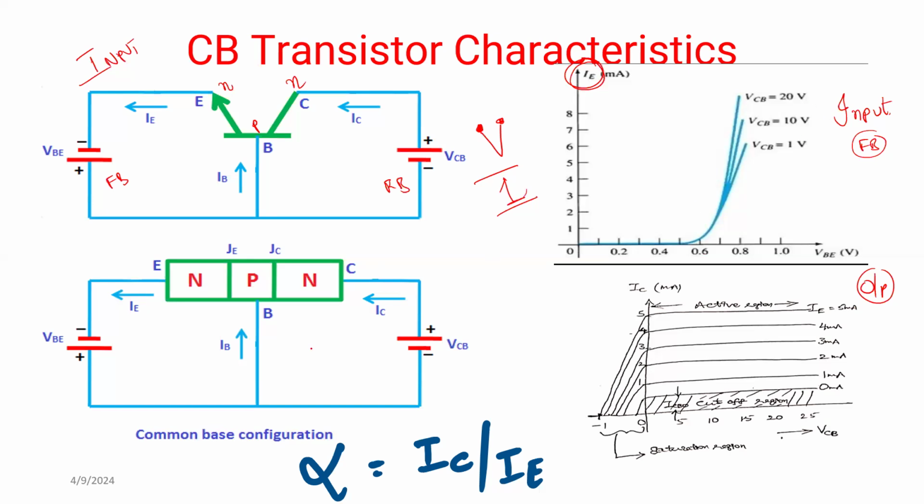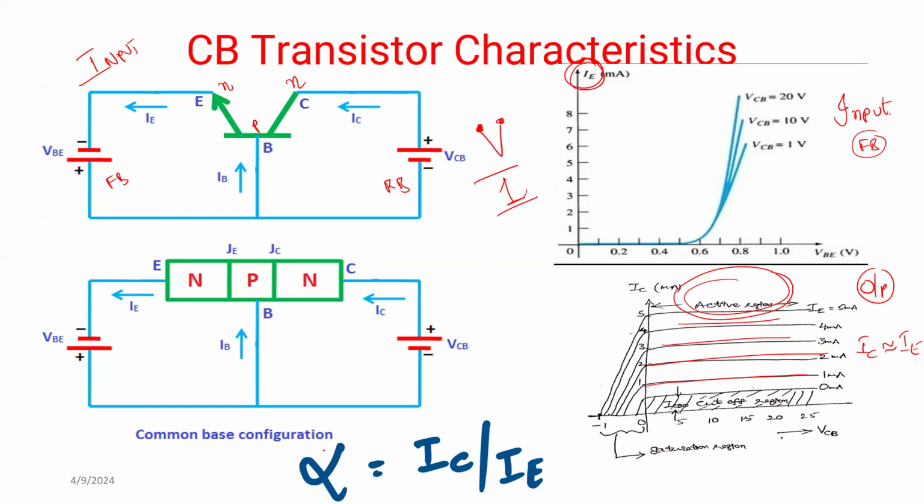Forward bias characteristics. For the output characteristics here, the IC current is almost equal to the IE current. That's why they are constant lines. This mode is the active mode of operation. That's it: input characteristics, output characteristics.